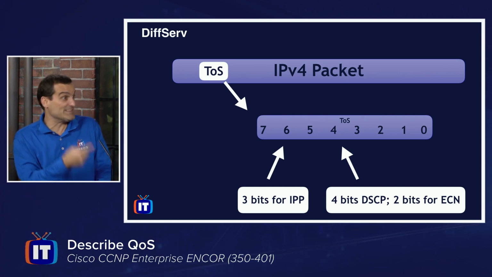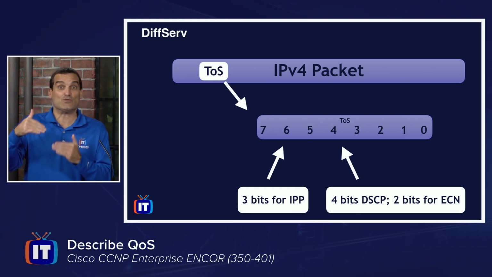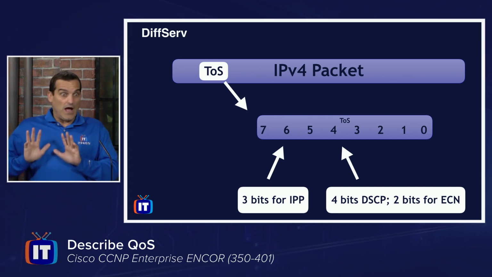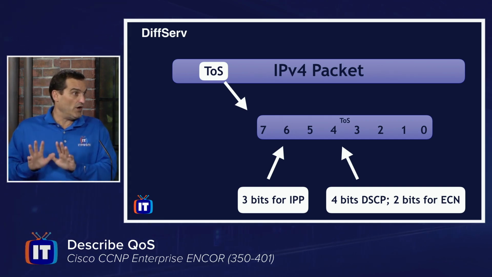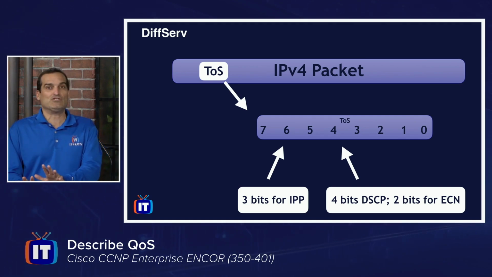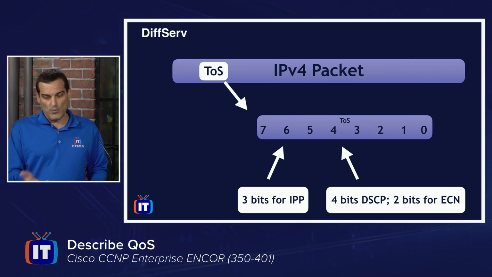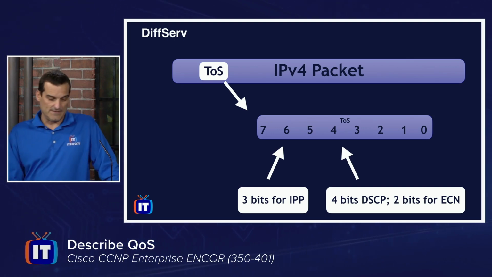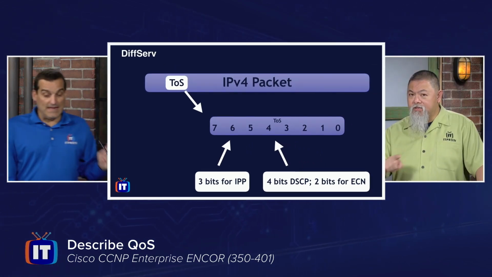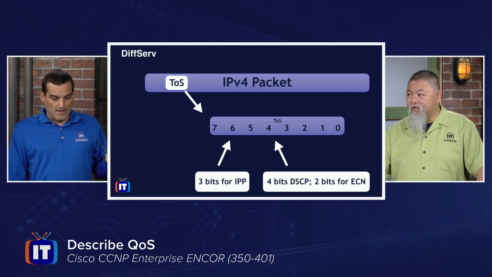But notice there's explicit congestion notification. So now devices have a way to communicate, I'm super congested, just slow down the rate at which you're sending me information. We call those the flow control bits. Now, is there some overlap with that explicit congestion? Because it looks like it's 9 bits altogether.